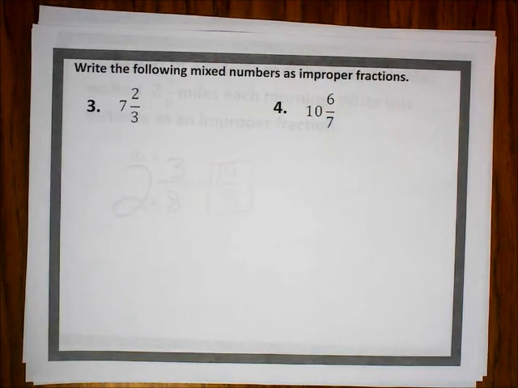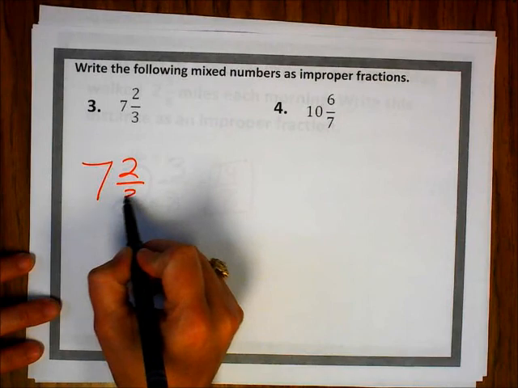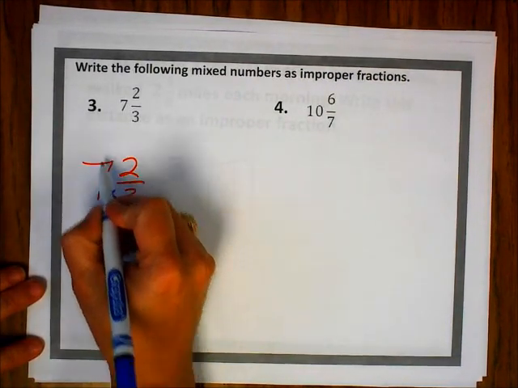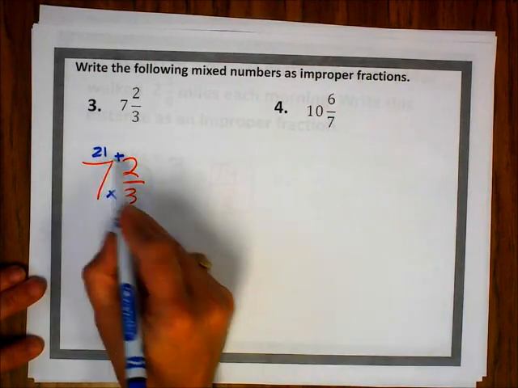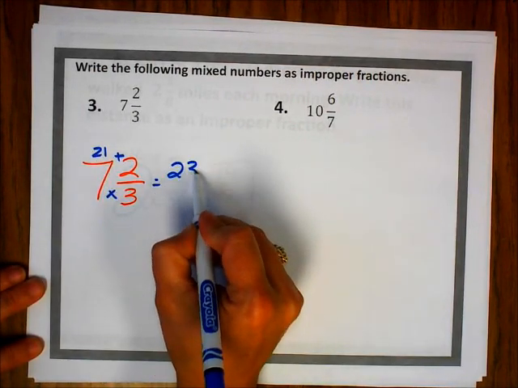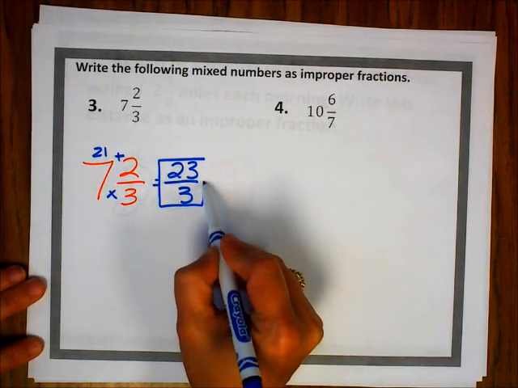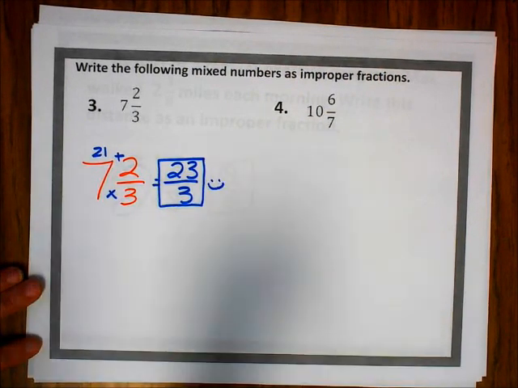Okay, let's check your work. For number 3, we had 7 2/3. We multiplied denominator times whole number. So 3 times 7 is 21. Then we added our numerator. 21 plus 2 is 23. Denominator stayed the same. So 7 2/3 is equivalent to 23/3. Give yourself a smiley face if you got it correct.